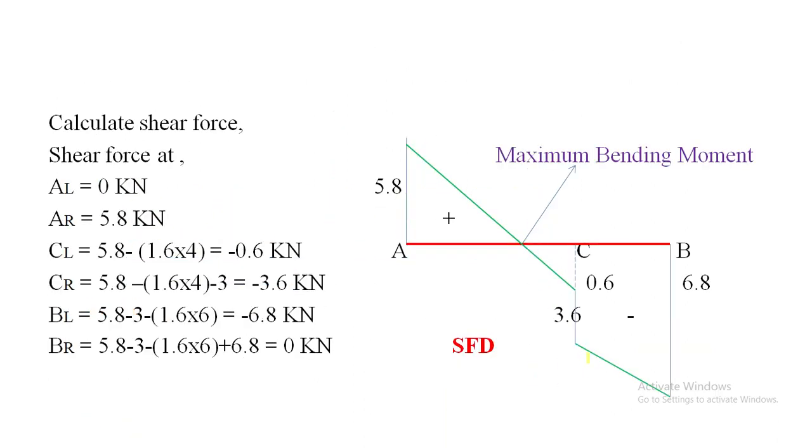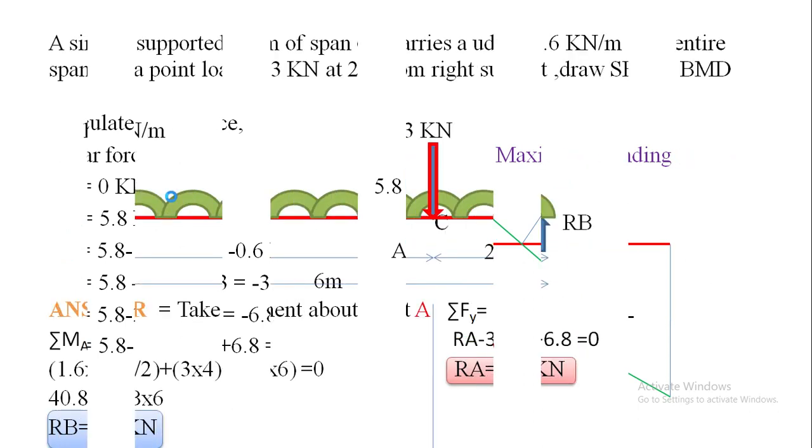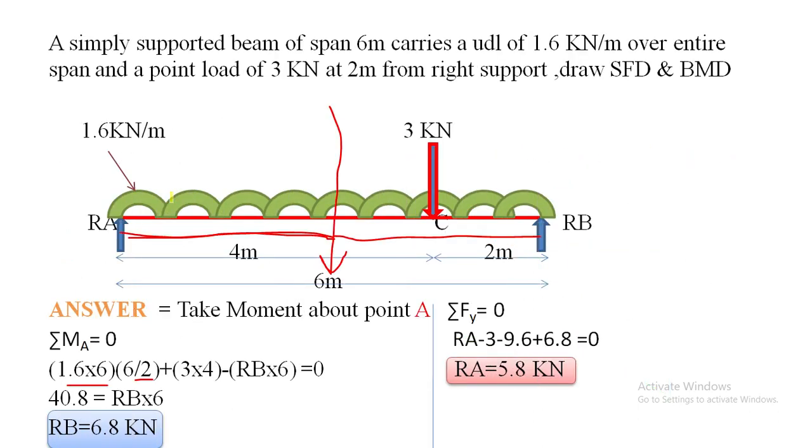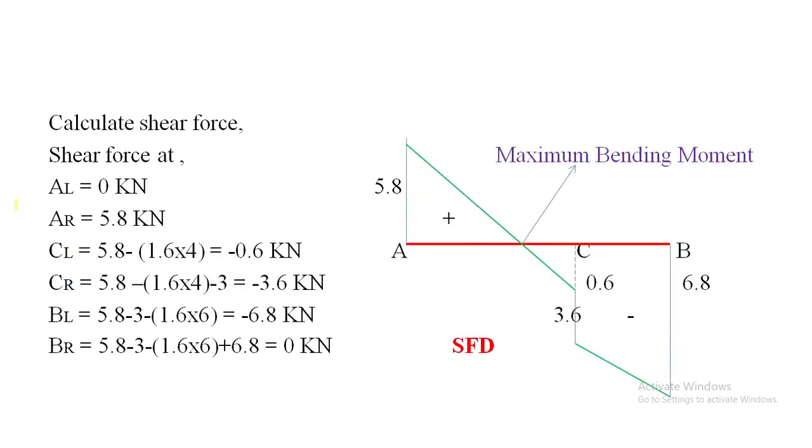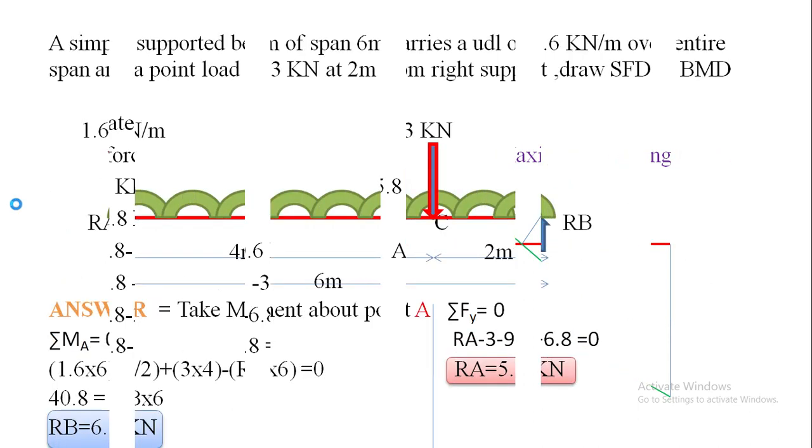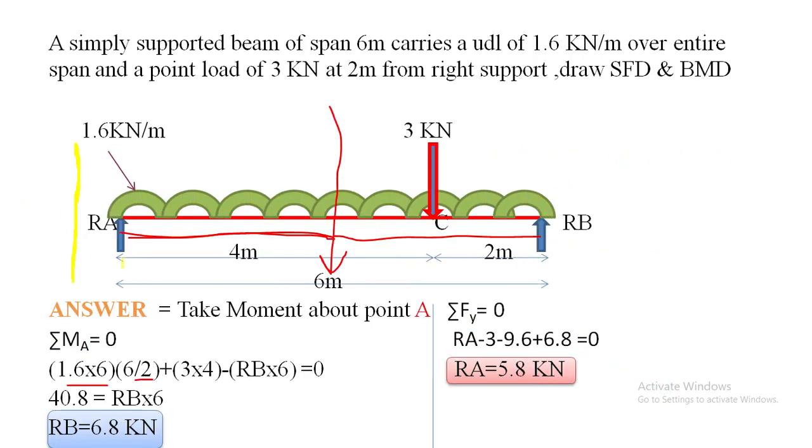For calculating the shear force value, A of left is equal to 0 kilonewton. Means now draw one section line left of the A, suppose you draw a line here. Now see the left of that section line, there is no force, so consider 0. So A of left is equal to 0. Second, A of right is equal to 5.8 kilonewton. Means now this line is drawn right of the A, you should draw the line here.